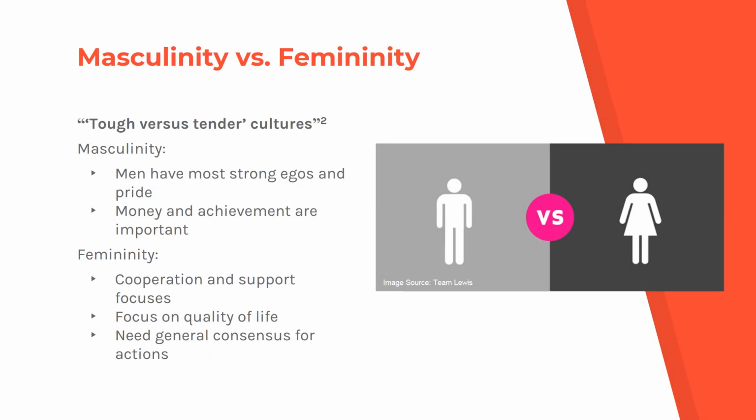Moving on to a masculine versus feminine society, this can also be viewed as a tough versus tender culture, as Hofstede would look at it. In a masculine society, people will tend to have stronger egos and pride, and there will be a system set up that emphasizes the importance of money and achievement, as opposed to a feminine society which supports individuals to cooperate and focuses not on the end goal but on the quality of life. And there's often a need for general consensus before making decisions.